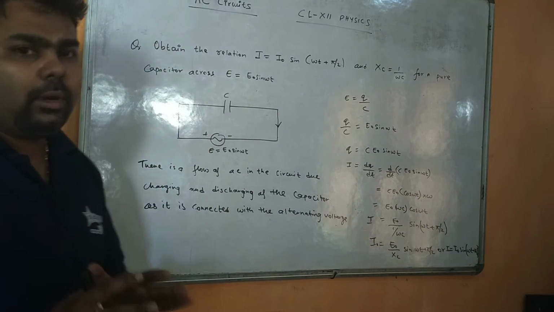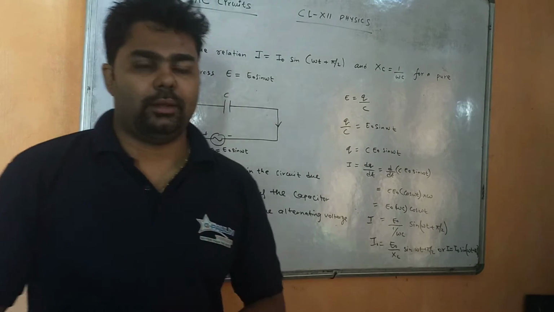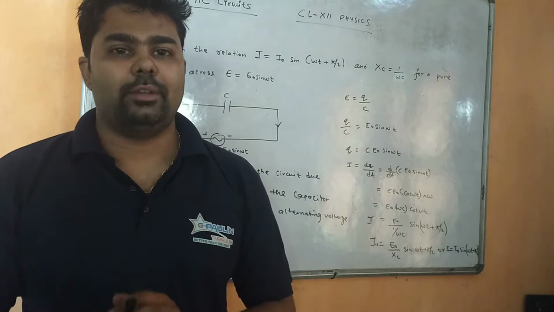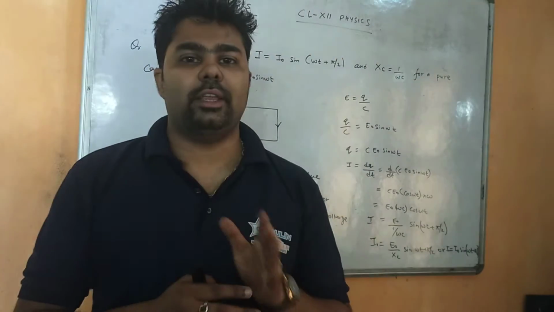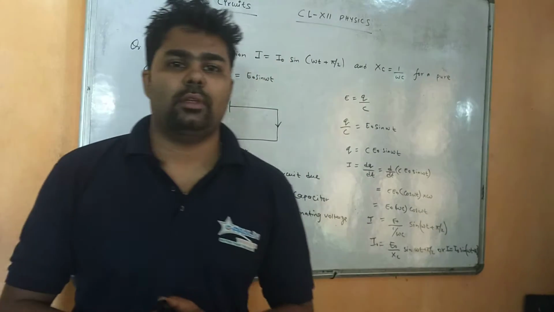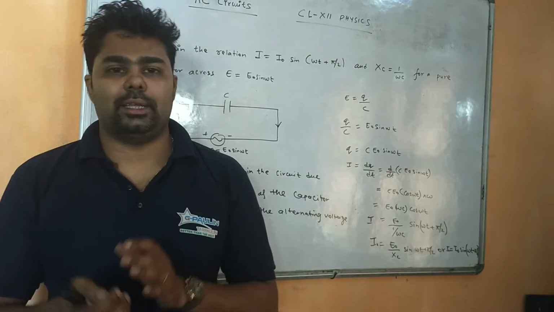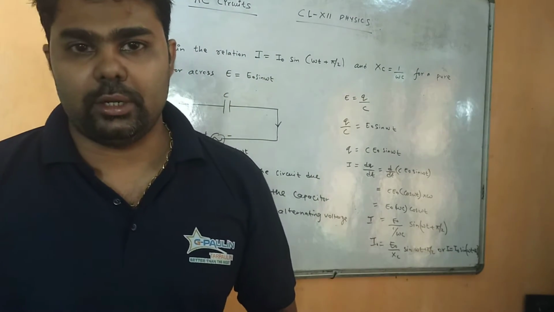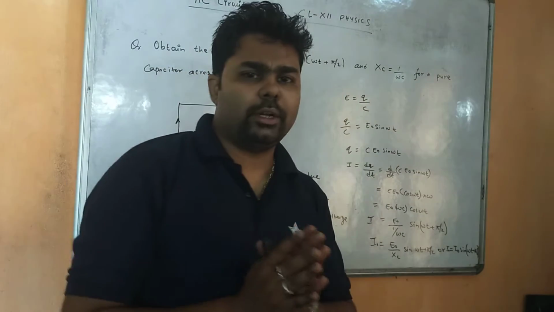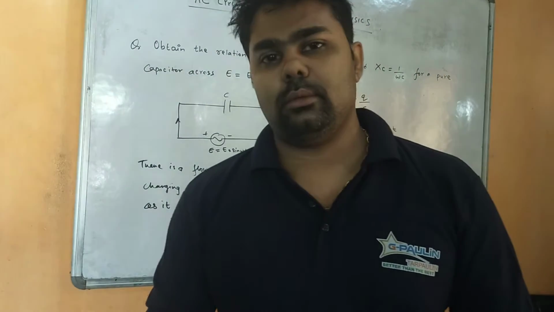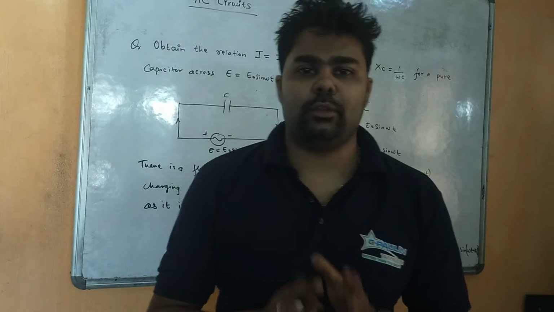So you see, whenever a capacitor is connected with an alternating AC voltage, the capacitor plates get charged and get discharged continuously. As we know, this alternating voltage or alternating current changes its direction and magnitude periodically. So sometimes the positive half cycle of current is passing, sometimes the negative half cycle of this current is passing through this circuit.